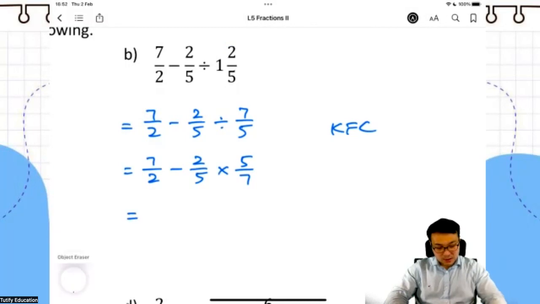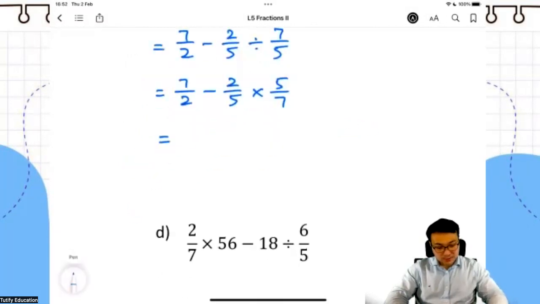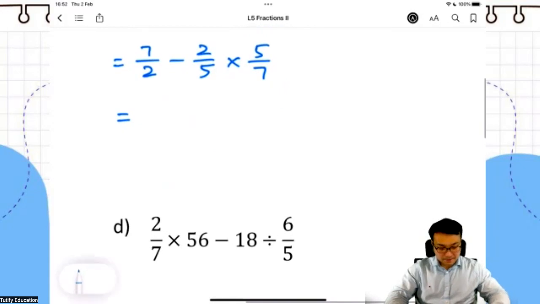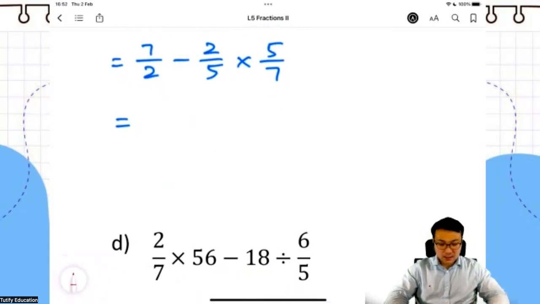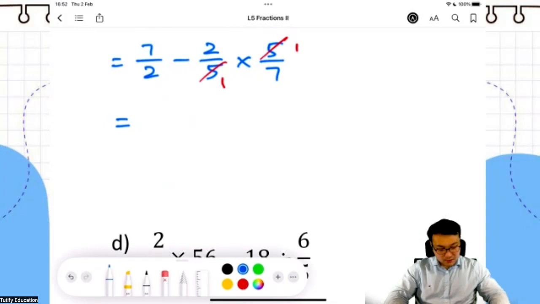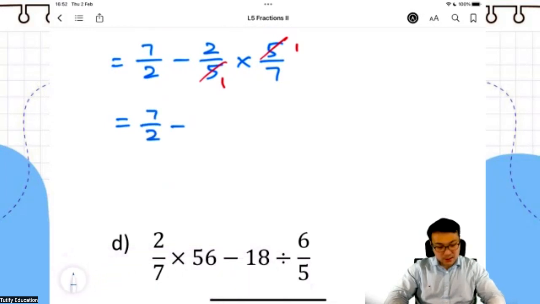Very good. So now do I do the minus first or the times first? Times. Yes, okay. Before you multiply, can you simplify? 5 and 5. Yes, what do you get? 1, 1. Okay, so now you end up with 7 over 2 minus what? Minus 2 over 1.